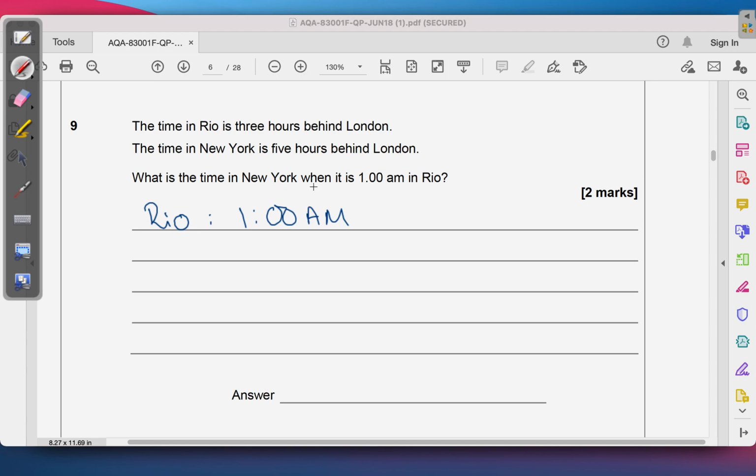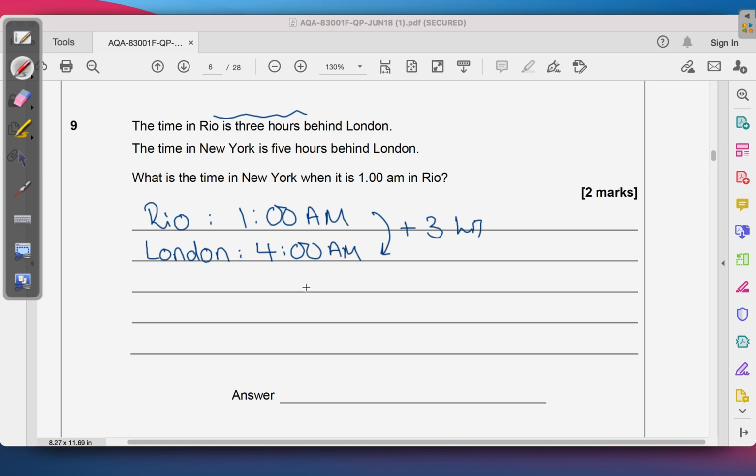Now, what is the time in New York? We don't directly have a relationship between Rio and New York in the information we've been given. We only have a direct relationship between Rio and London. So I'm going to write down London next. We're told that the time in Rio is 3 hours behind London, so London is 3 hours ahead. We need to add on 3 hours to go from Rio to London, which gives us 4 a.m. So we know the time in London now.